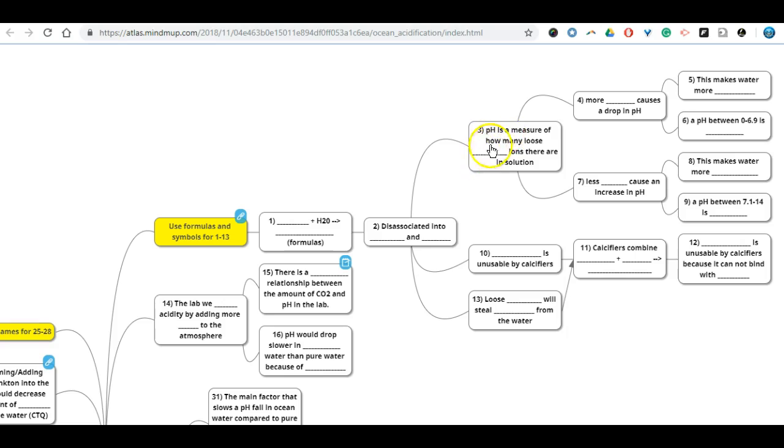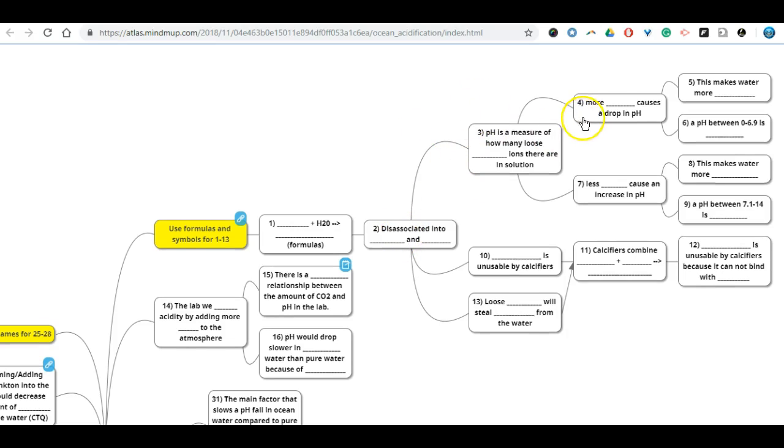Now, if I'm branching off over here, pH is a measure of how many loose hydrogens there are from the dissociated carbonic acid. Now, the more hydrogens I have, it causes a drop in pH, or the pH to get closer to 0. The less hydrogens I have, it causes an increase in pH.